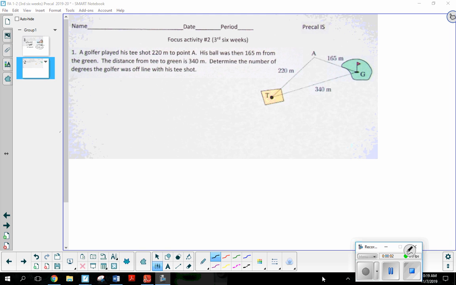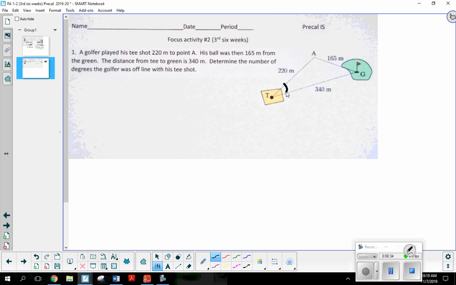All right. So the focus activity is a lot simpler than those problems we just did on the homework. We've got a golfer starting at T. He hits the ball 220 meters to point A. You want to know how off he was, because hopefully he was aiming at point G. You want to know this angle T, how many degrees off he was on his shot. So what law can we use to find this angle T?